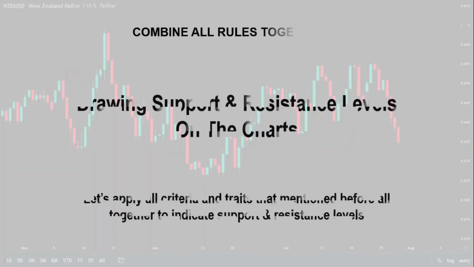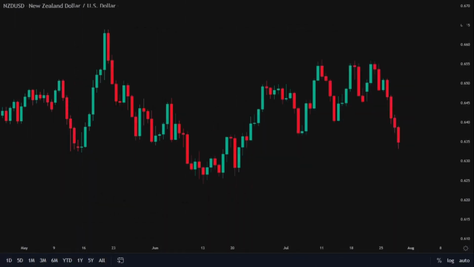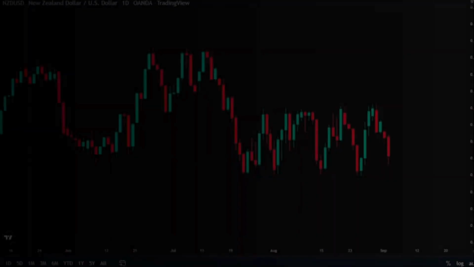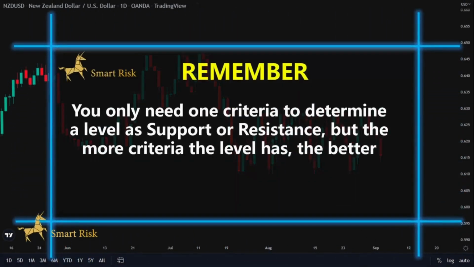So now that you know what criteria and traits to look for, let's combine all traits together and apply all the criteria and traits that we mentioned before, to indicate support and resistance levels on various charts. Again, as a reminder, you only need one criteria to spot a level of support or resistance, but the more criteria that the level has, the better.